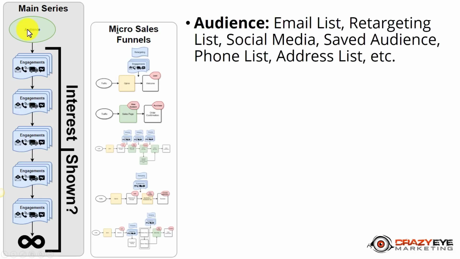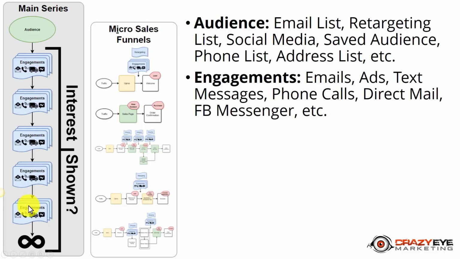So you start with your audience right up here at the very top, just like the other sales funnel diagram where the earth was at the top and you're reaching your audience through advertising. So this is that same audience that I was just talking about. And this audience could be your email list, a retargeting list, social media, saved audience, phone list, address list, etc. Basically, any sort of list with your ideal customers on it.